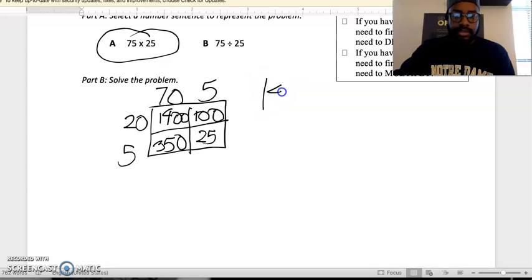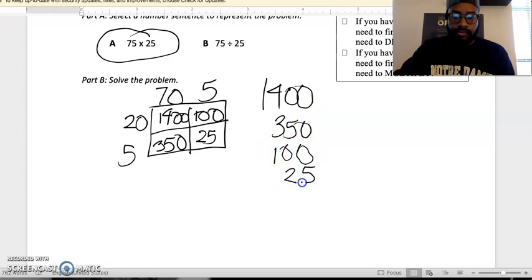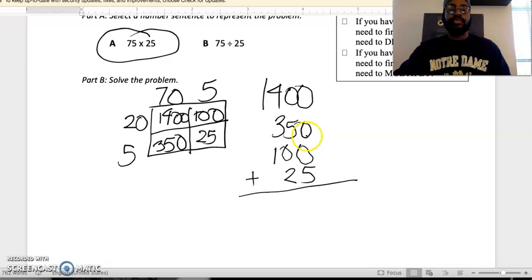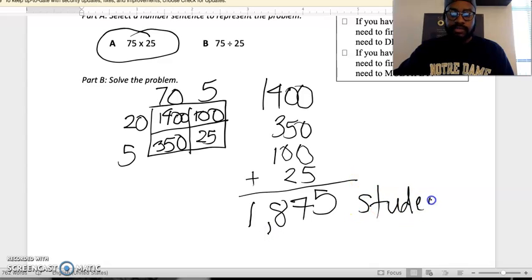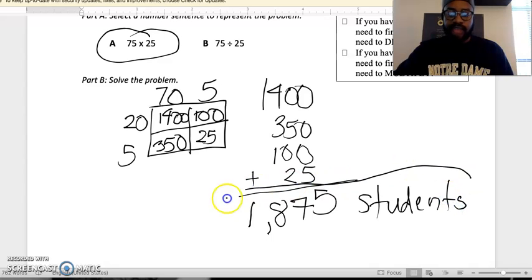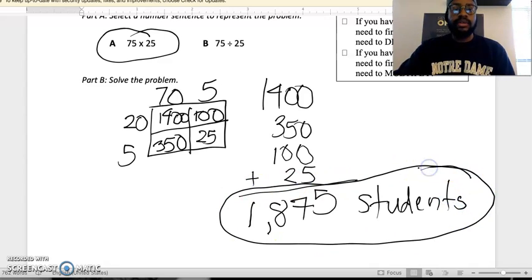Now I add all of these numbers up. In the ones place, we always start in the ones place. 0 plus 0 plus 0 plus 5 is 5. 0 plus 5 plus 0 plus 2 is 7. 4 plus 3 plus 1 is 8. And then 1 plus 0 plus 0 plus 0 is 1. So there are going to be a total of 1,875 students on this trip.